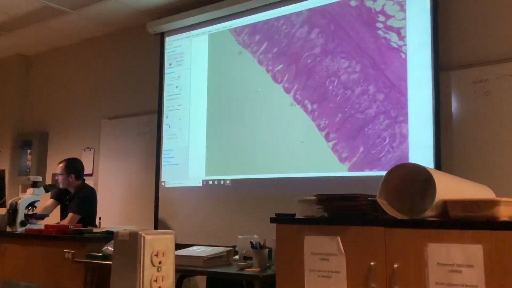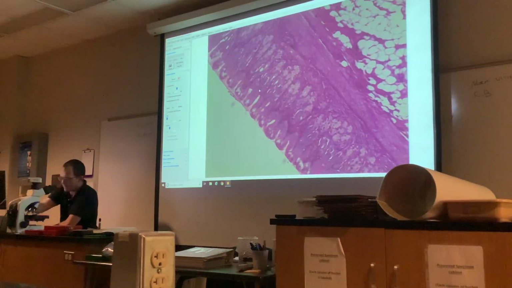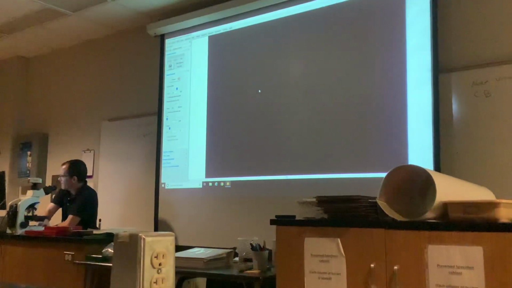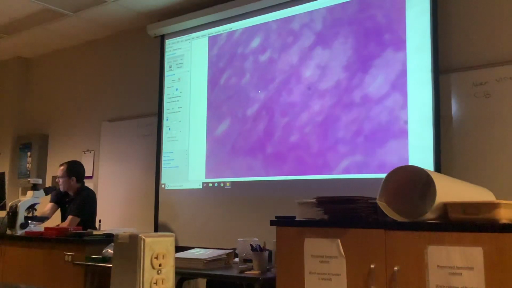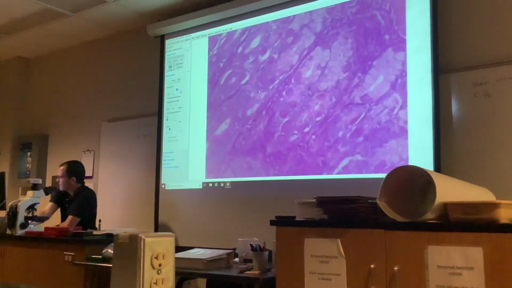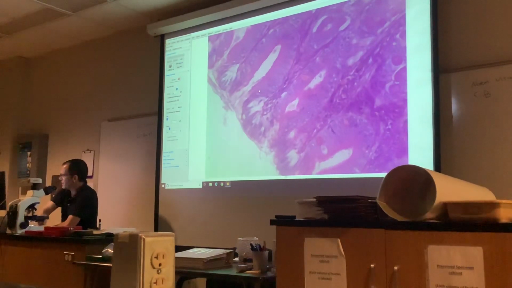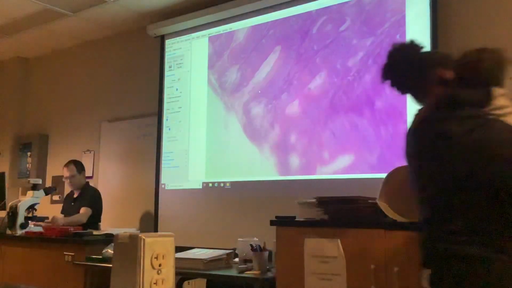Let's see if we can identify the simple columnar epithelium. Now, when we get to the stomach and these tissues, it's probably not going to be too much of this up close stuff. But if I wanted to ask you about an epithelium type, I could do it right there.